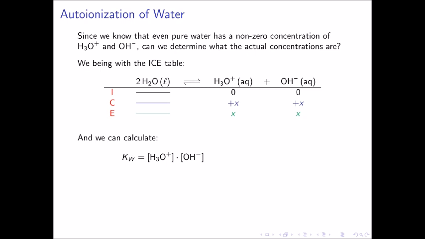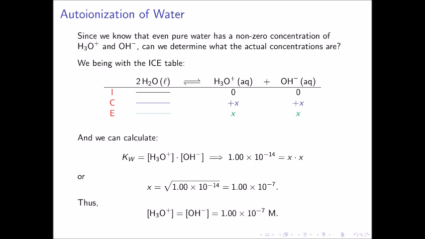Now we can calculate. Kw is equal to the concentration of hydronium ion times the concentration of hydroxide ion. Substituting in the values, we find that 1.00 times 10 to the negative 14 is equal to x times x. Or in this case, x is equal to the square root of 1 times 10 to the negative 14, which is 1 times 10 to the negative 7. Consequently, our concentrations of hydronium and hydroxide ion in pure water are equal, and they are both equal to 1 times 10 to the negative 7 molar.